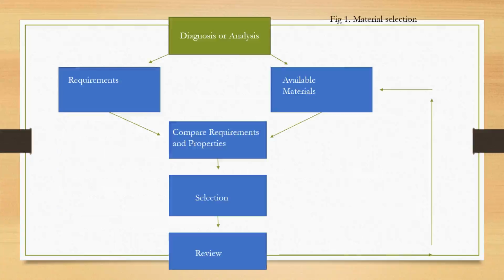So according to the diagram, we see that we have to follow the diagnosis or analysis, and then we go to the requirements. So the diagnosis, then we go to the requirements, we compare the requirements and properties, and then we select the materials, review, or sometimes we do the diagnosis, and then we check which are the available materials.